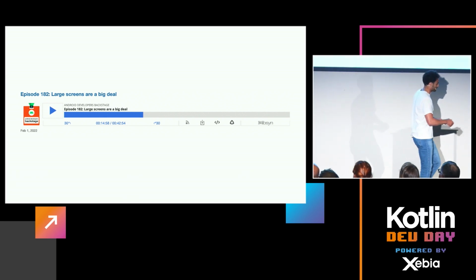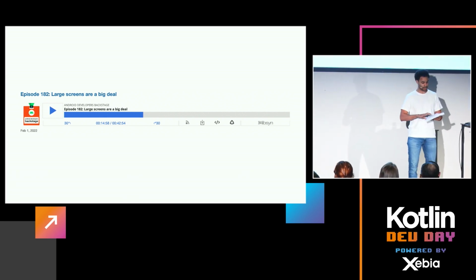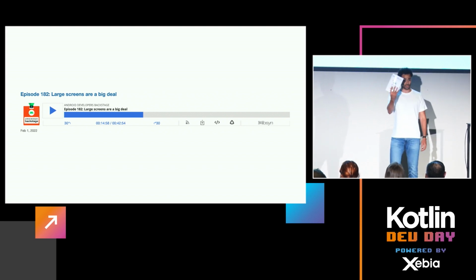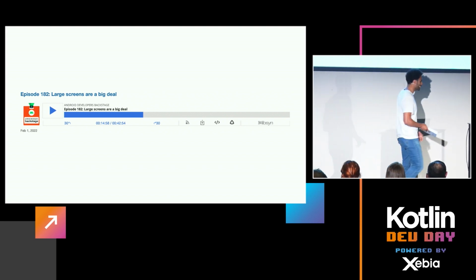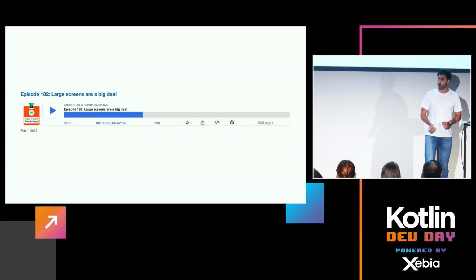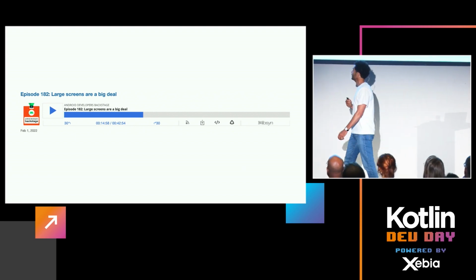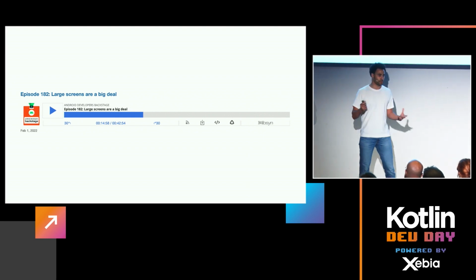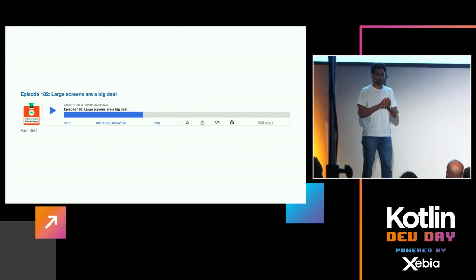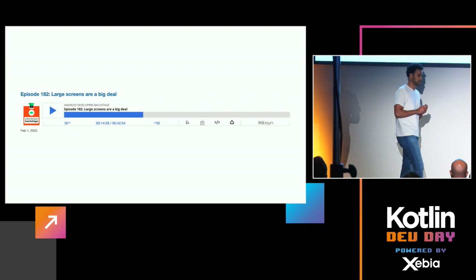The first story is about over Christmas time, I was reading this book, Androids. I don't know if anyone's read it in the audience, but it's quite a nice book. And it mentions this podcast in it. So I started listening to it probably about 2 or 3 months ago. And this one was about large screens are a big deal. So it's talking about how folding displays are changing for us at the moment.